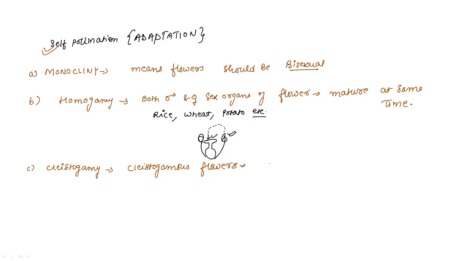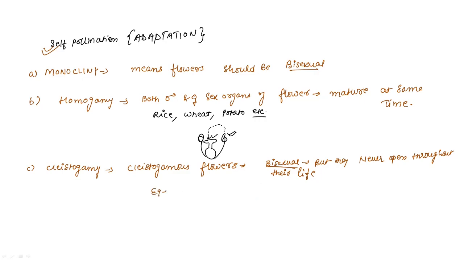We have flowers which are bisexual, but they never open throughout their life. Obviously, if the flower is not blooming, it simply means that cross-pollination is being avoided. So cleistogamous flowers are especially the bisexual ones, which have both male and female organs mature enough, but are not blooming. If it's not blooming, it is obvious that it is not going for cross-pollination.